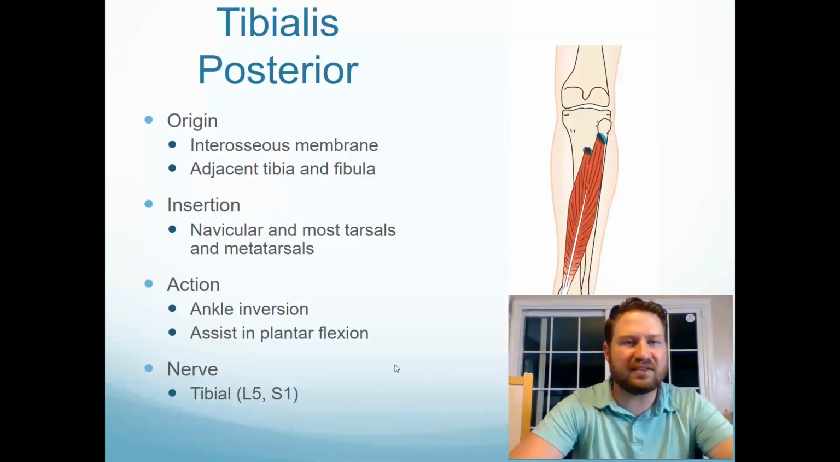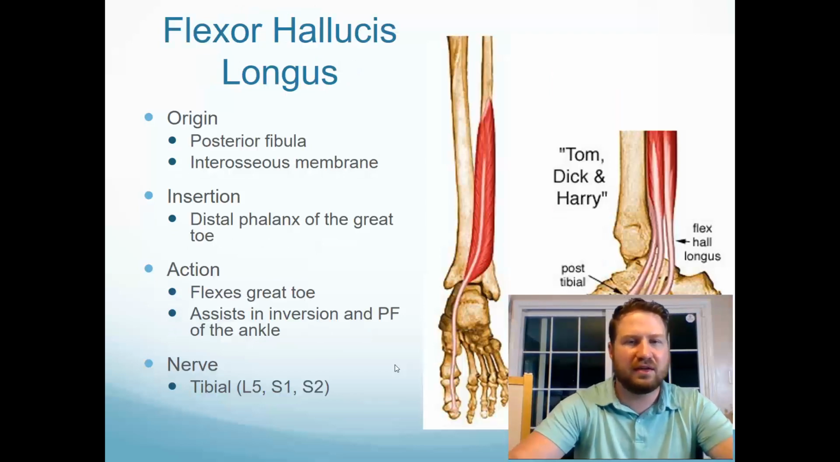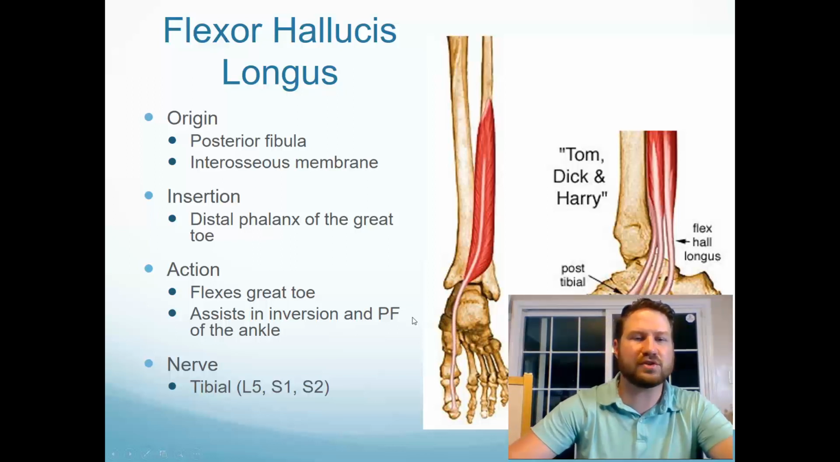Posterior tib, that's Tom. And our flexor hallucis longus originates on the posterior fibula and inserts on the distal phalanx of the great toe. Flexor hallucis longus flexes the great toe. Hallucis is our great toe, and it goes all the way down. Again, it's going to help stabilize our longitudinal arch as well.